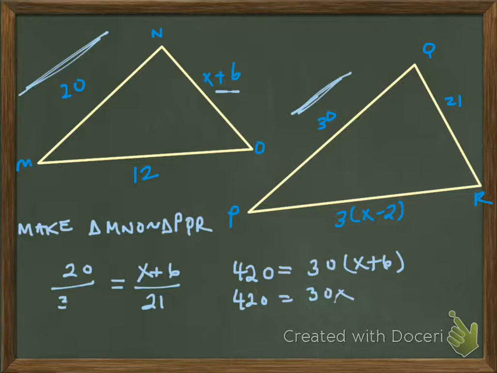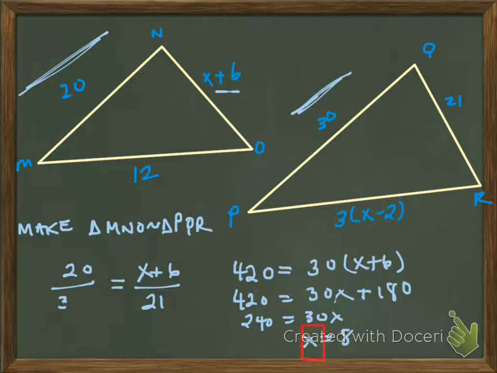Okay, so now 420 equals 30x plus 30 times 6 is 180, and now I'm just going to simply solve for x. So I'm going to do 420 minus 180. That's going to give me 240 is equal to 30x. And when I divide both sides by 30, I'm going to get x equals 8. So in order to make triangle MNO similar to triangle PQR, x must be that value of 8.